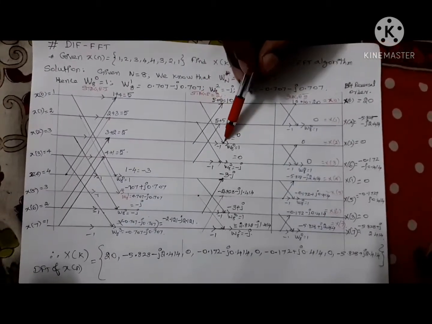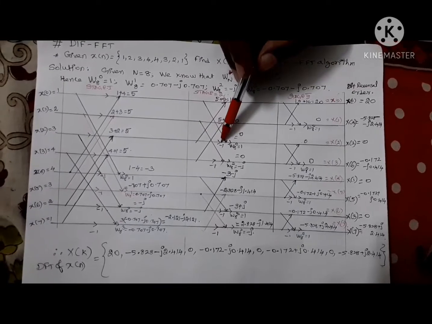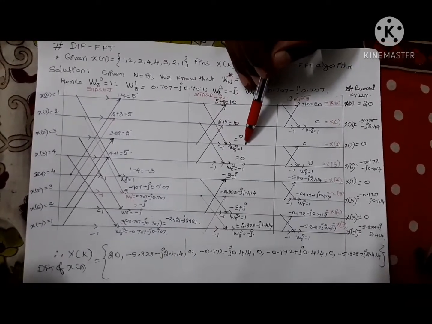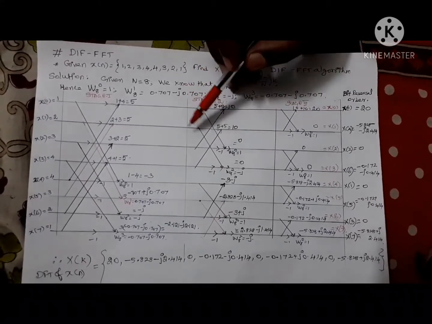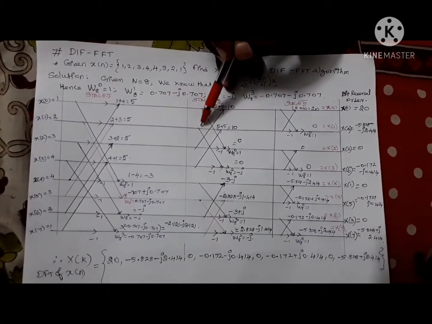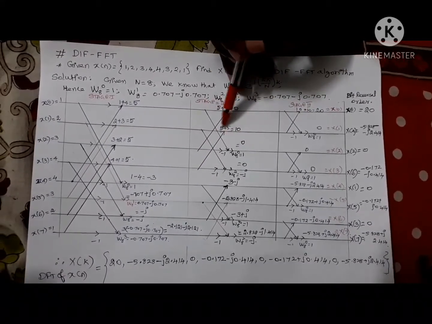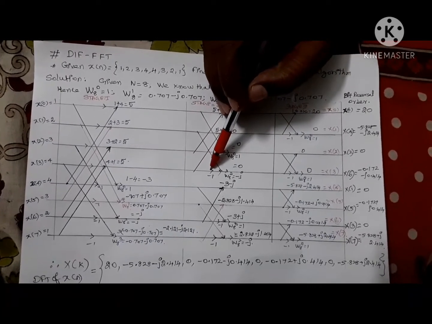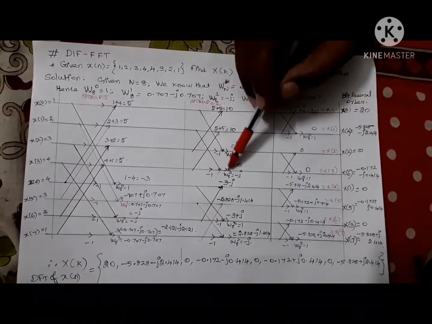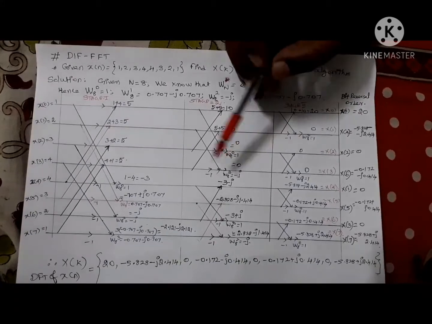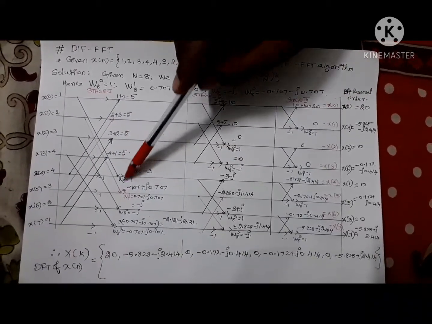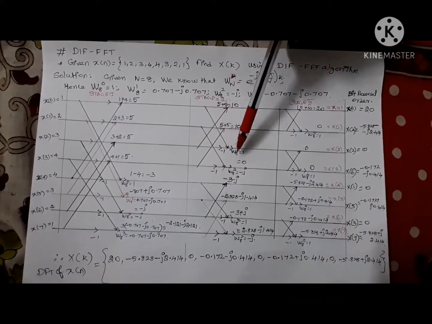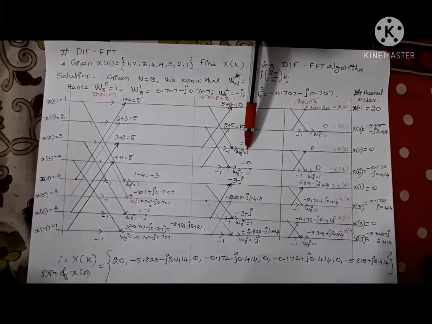Here 5 comes down and takes minus 1 also. Then 5 minus 5 is 0, into W8 power 1 is 0. Then this line is over. Then another line: 5 comes, 5 goes up, 5 plus 5 is 10. Here 5 comes down and takes minus 1, so 5 minus 5 is 0. Here W8 power 2 equals minus j. So at stage 1 we took all the 4 values. Then again, first you take the twiddle factor for the even numbers, that is 0 and 2.